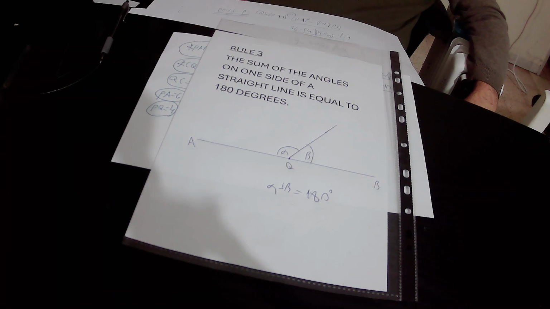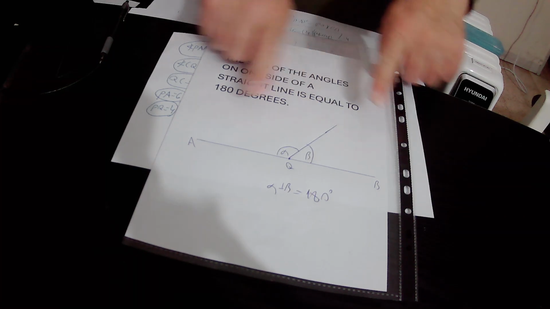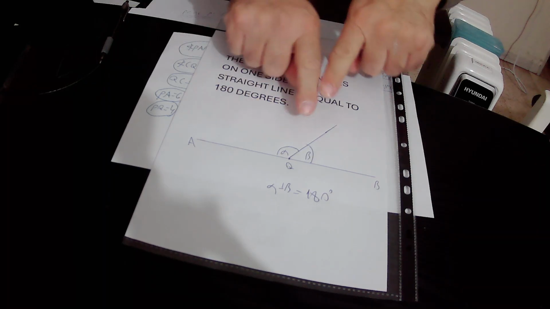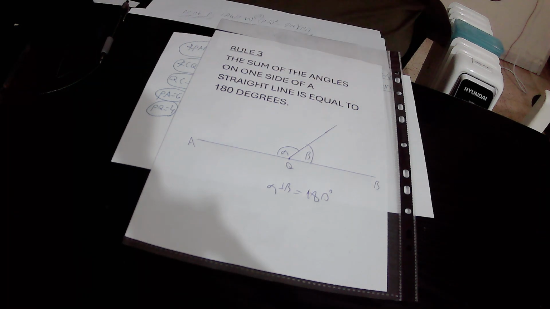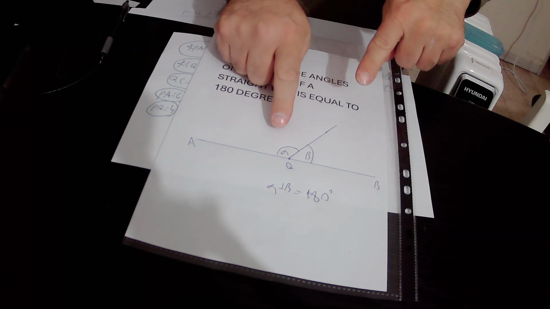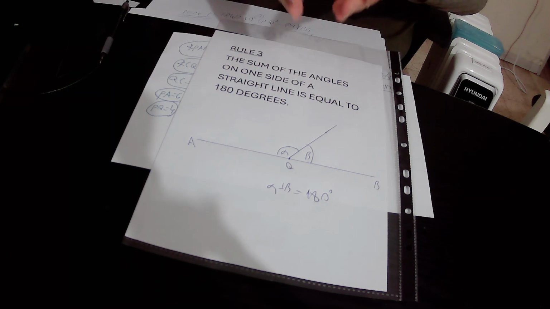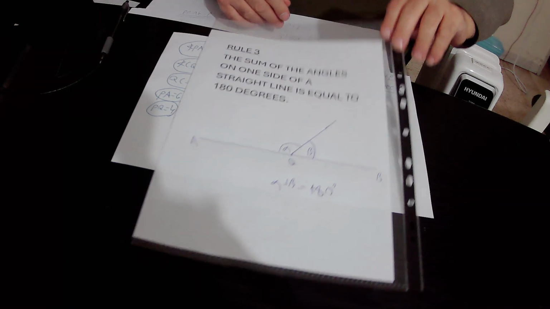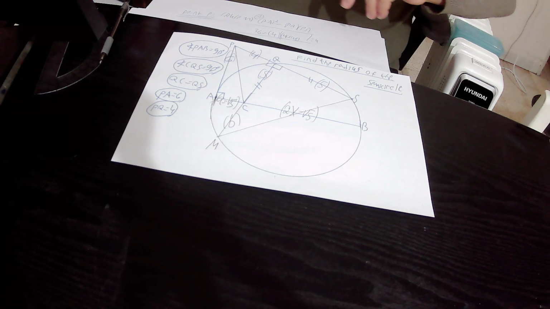According to rule number 3, the sum of the angles on one side of a straight line is equal to 180 degrees. We have the straight line AB. If you focus on the upper side of the straight line AB at point Q, the sum of the angles must be equal to 180 degrees according to rule number 3. Which angles do we have at the upper side of AB at point Q? We have this angle alpha and beta. According to rule number 3, alpha plus beta must be equal to 180 degrees. Actually, we can implement rule number 3 in our drawing.